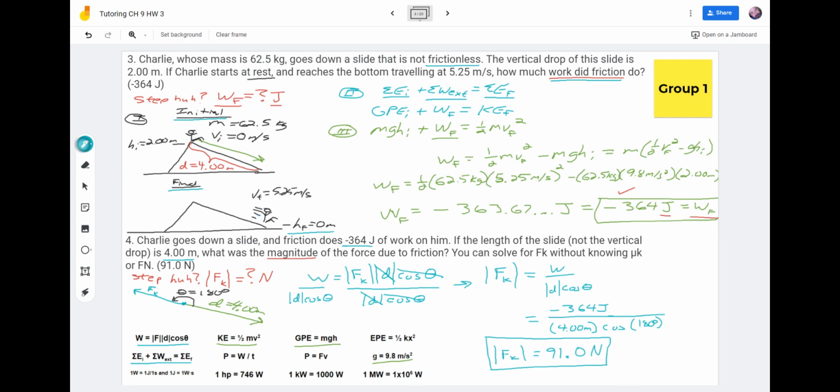Grab your red pen. We wanted the magnitude of the force in units of newtons. We have the magnitude of the force in units of newtons. Is 91 a sensible number of newtons for a force due to friction? Yes, that makes sense. That's a reasonable number. So we're happy with that. We give it a check.